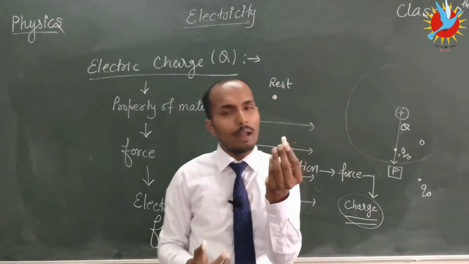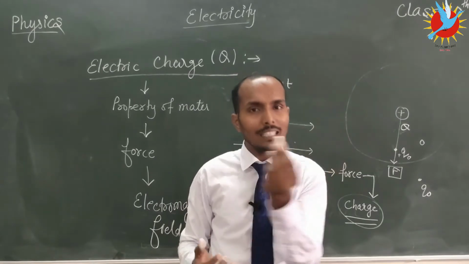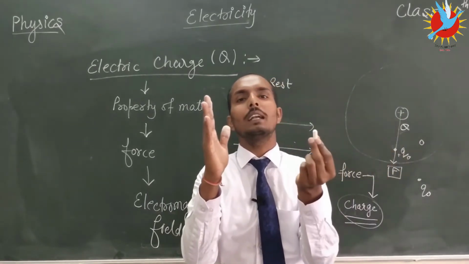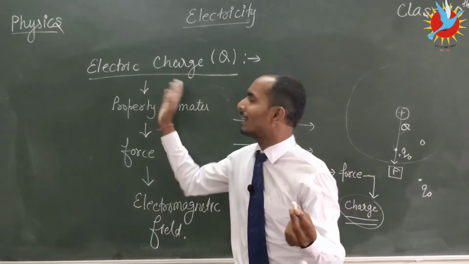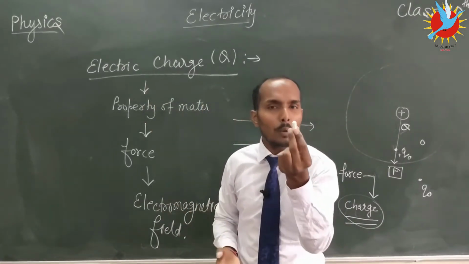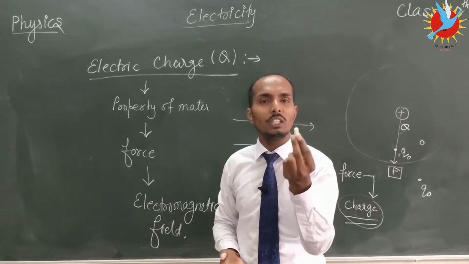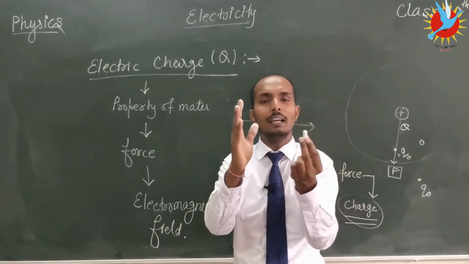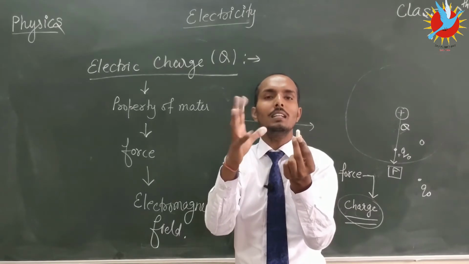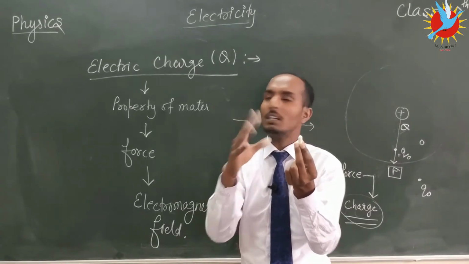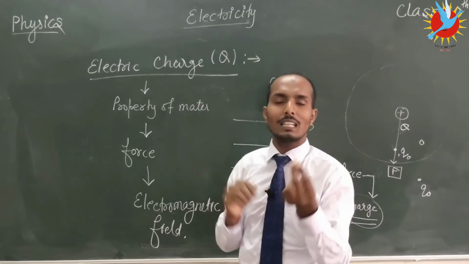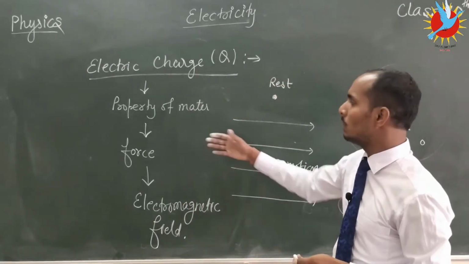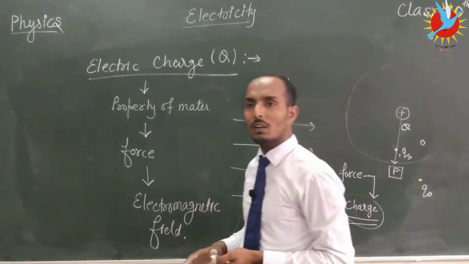It is the property of matter due to which it is attracted or repelled by another charged particle. So what is electric charge? Electric charge is the property of matter due to which it experiences some force when placed in an electromagnetic field.